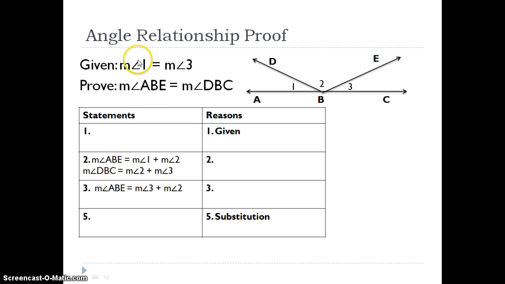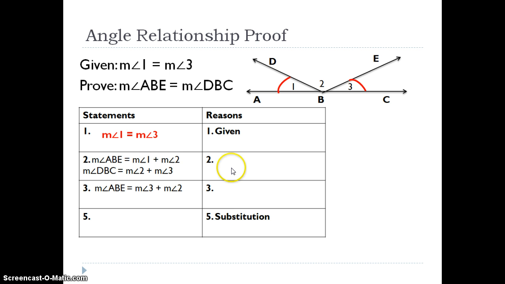We are given that the measure of angle 1 is equal to the measure of angle 3. So I am immediately going to mark that on my picture, that these two angles are congruent. We're proving that the measure of ABE is equal to the measure of DBC. So first, let's plug in our given statement.